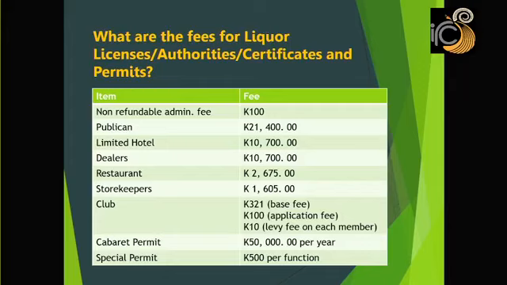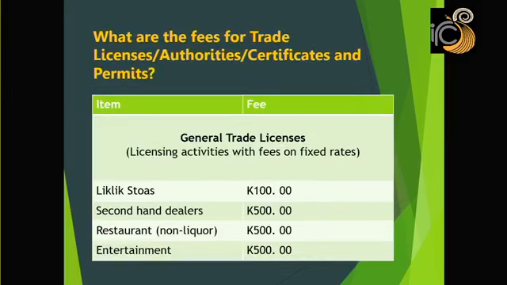These are our fees. If you are applying for a liquor license, we have a non-refundable admin fee of 100 kina, and then the other various licenses depend on what type of activity. So a storekeeper's license, for instance, is 1,605 kina, whereas a cabaret license for the bigger clubs is 50,000 per year. So these are our set fees by law. They don't change from year to year.